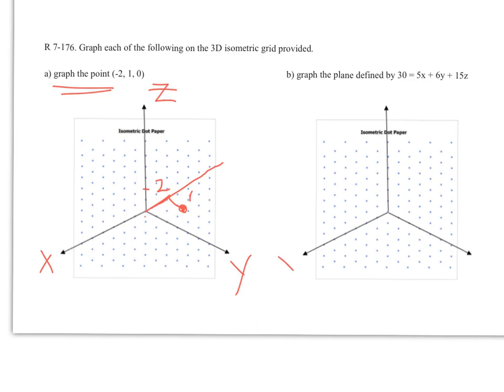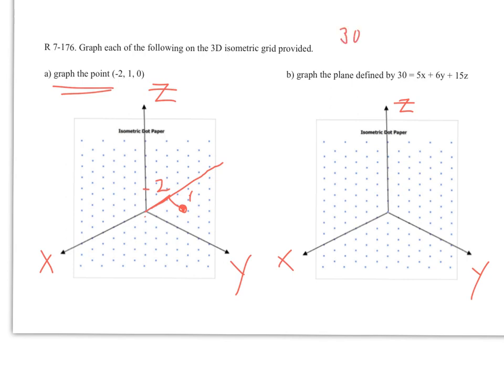And then this one, same, we're going to label x, y, and z, but because we're graphing a plane here, we have to find our x-intercept, our y-intercept, and our z-intercept. So to find our x-intercept, we're going to let y equals 0 and z equals 0.